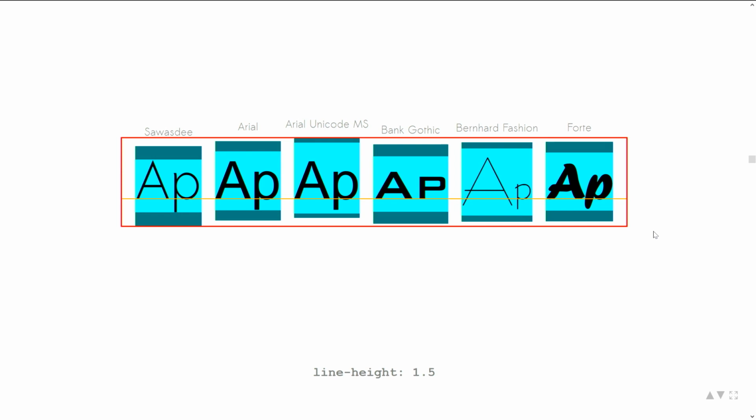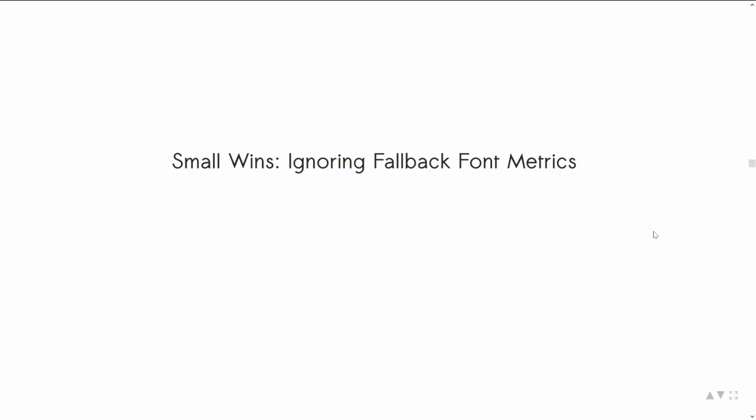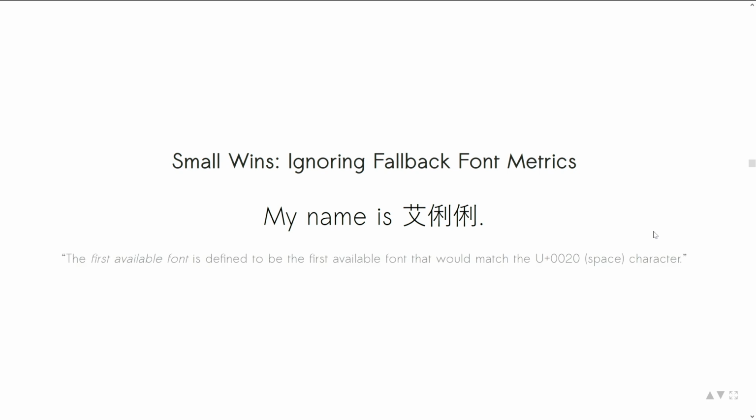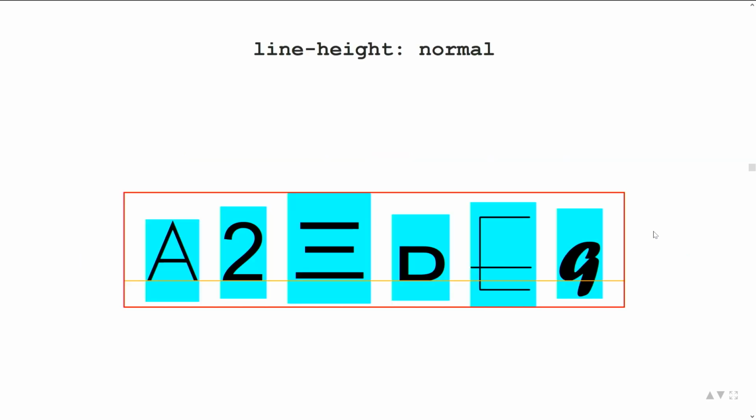So we draw our line box around all the boxes, and it is more than 1.5 ems tall. And we're sad, because that doesn't get us even spacing. There is one small win. If you happen to change your font because the font didn't have the character for the thing you were looking for, like maybe this font didn't have Chinese characters in it, the browser smartly ignores the fallback fonts, and it just uses the metrics of the first available font, which is the first font that it has on the system that would match the space character.